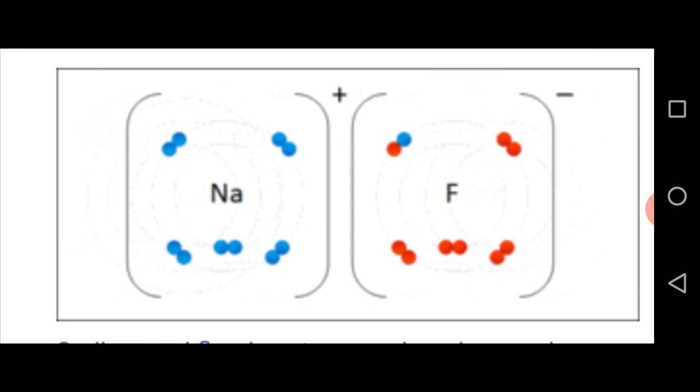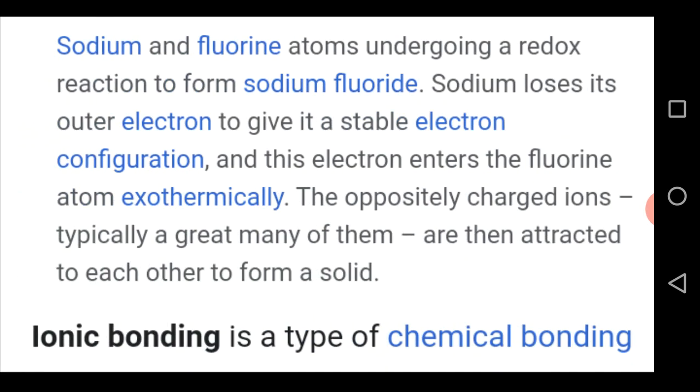By losing an electron, sodium becomes positive. So you can see within the bracket a positive sign, a positive charge, and fluorine gains one electron. By gaining an electron, fluorine becomes fluoride. Now it is sodium ion and fluoride. Sodium and fluorine atoms undergo a redox reaction to form sodium fluoride.